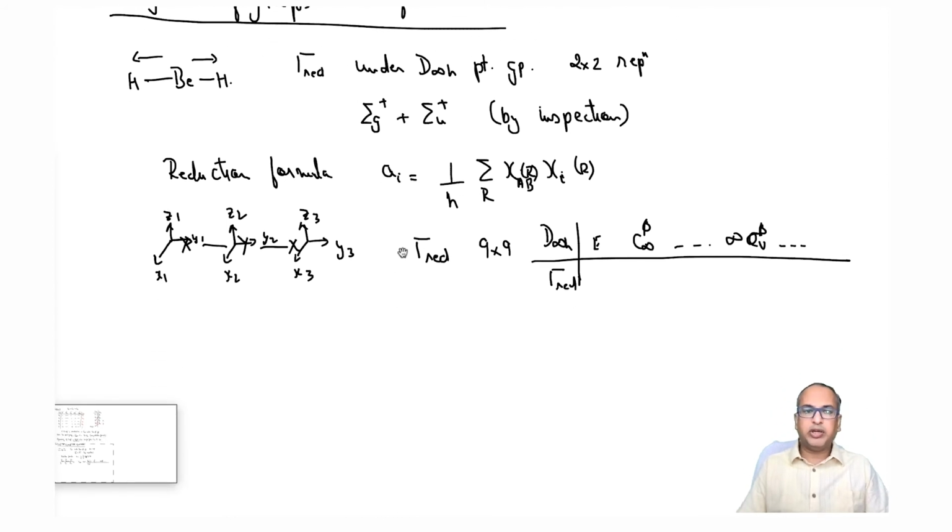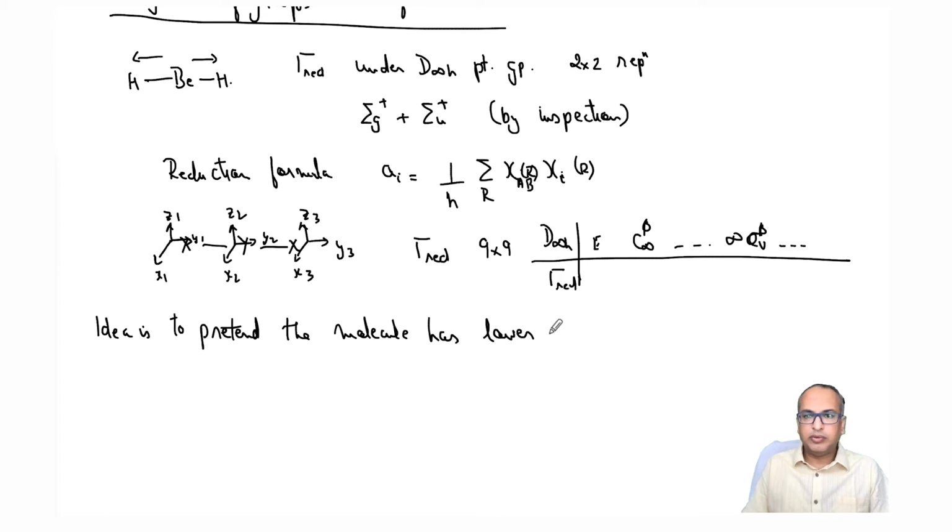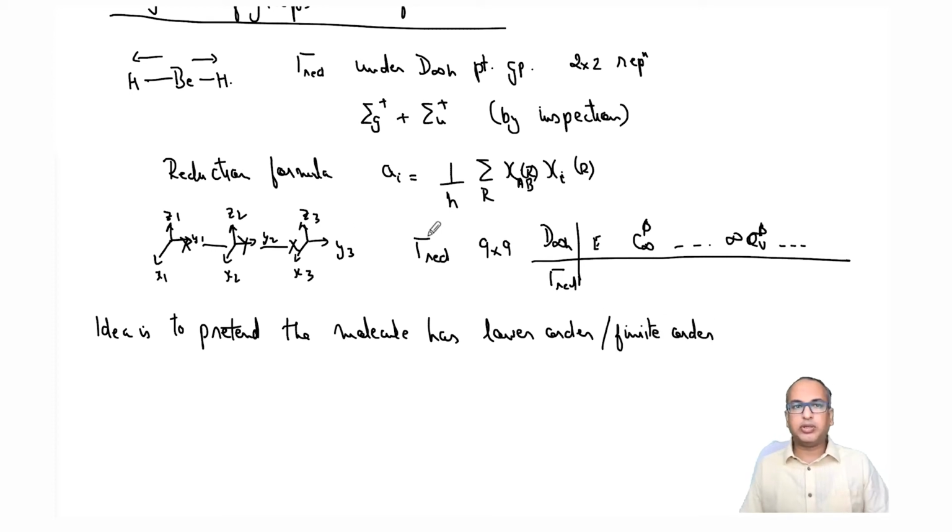So then what you do here is, you take advantage of group subgroup relation and go to a lower point group, lower order point group. So the idea is to pretend the molecule has lower symmetry, lower order or finite order, but you have to choose such order so that it is a subgroup of infinity order point group. Okay, finite order group symmetry.